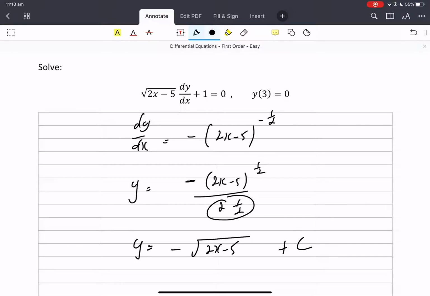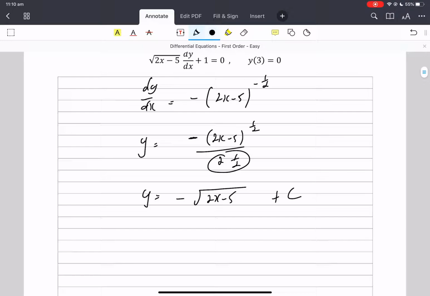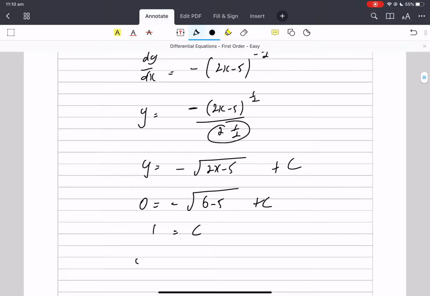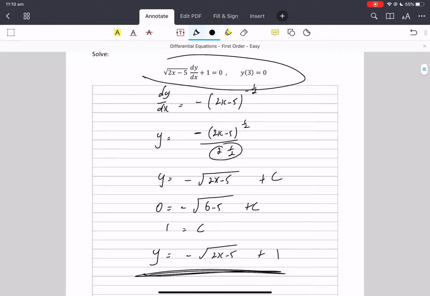Plus c. That would be your general solution if that's all you were asked for, but we asked for a specific solution. So when x is 3, y is 0. 6 minus 5 is 1, root 1 is 1, there we go, c is 1. So our specific solution, that was a nasty one, isn't it? There you go. There's our specific solution to that first order differential equation.